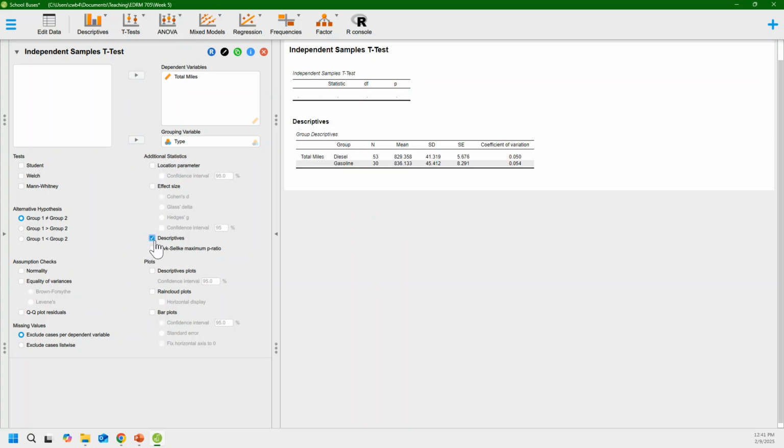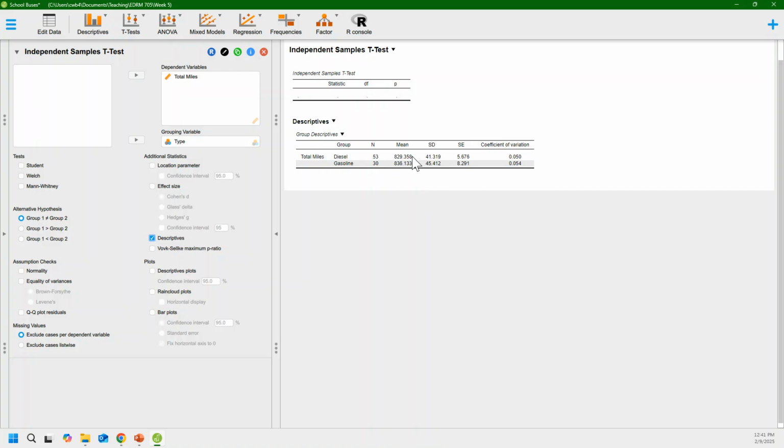So I'm going to click on that, and notice here, this is my variable, the total miles that they can drive in one full tank. I have the group name, the sample size. I have a large sample size. Both of these are greater than or equal to 30. My mean here, this is X bar 1 and X bar 2. I have my standard deviation 1 and standard deviation 2, and then I have some other stuff.